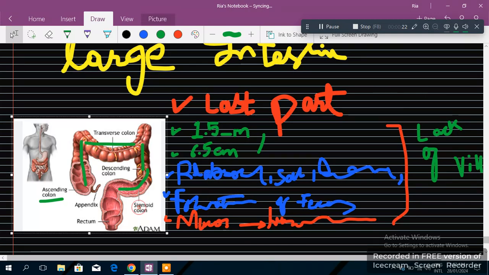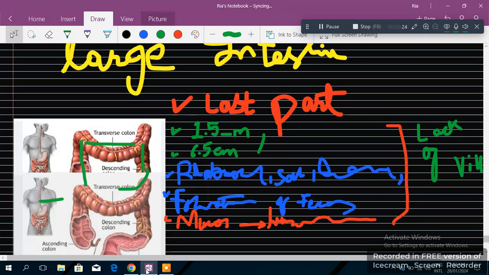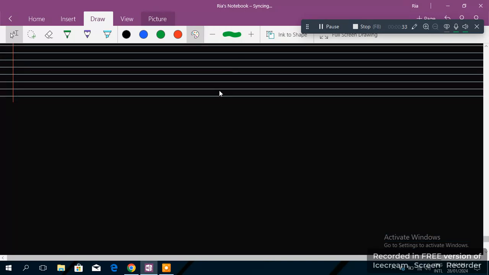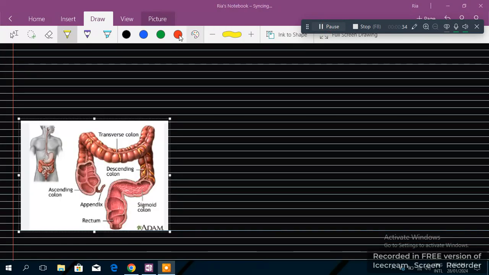Now we are going with the segments, or the entire division of the large intestine. So if we start with the first one, this is the diagram. Our large intestine is divided into cecum, colon and rectum. The further parts of the large intestine are cecum, colon and rectum.